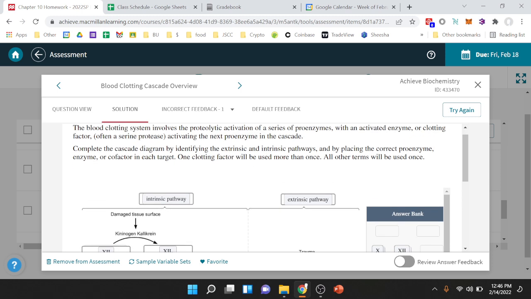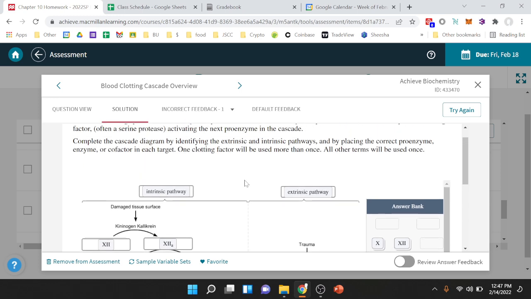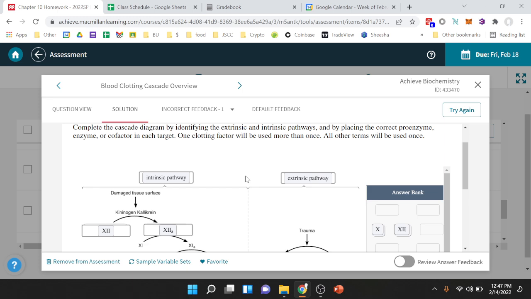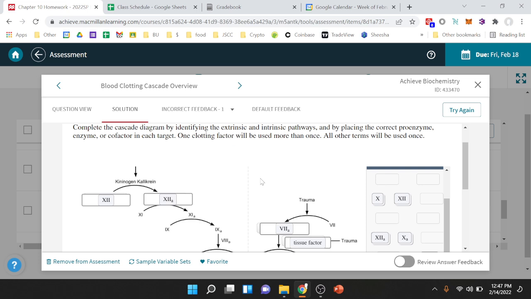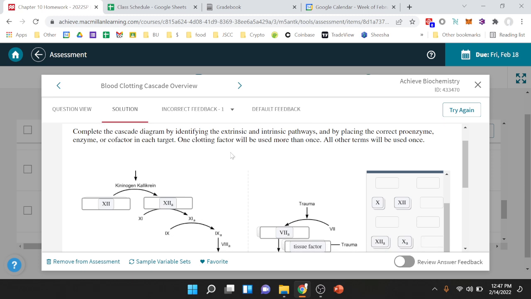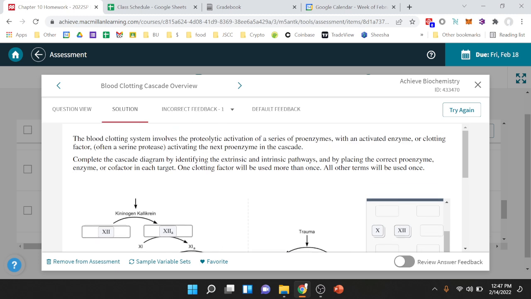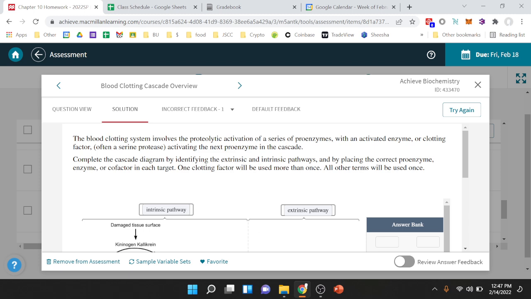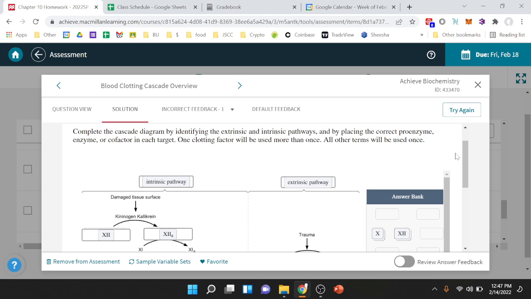That actually is quite helpful that they let you know that one of them gets used twice. Okay. So first off, we have the intrinsic and extrinsic pathways, right? And so what does intrinsic and extrinsic mean? Okay. That was no answers. That probably won't be helpful for you guys then. Okay. So, first thing we have to do is identify which is which.